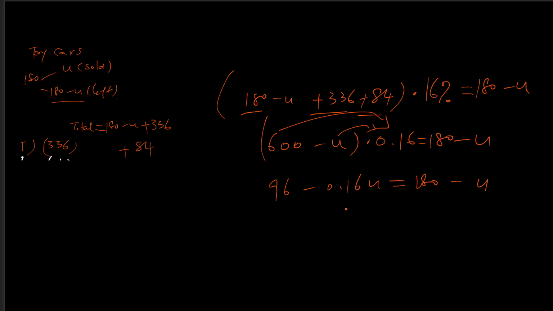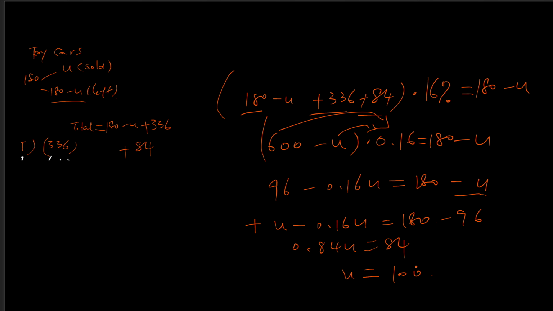Okay, now can you see that it really depends which side you bring to which side. I want to bring the minus U over, so we plus. Minus U becomes plus. 96 brought over becomes minus 96. Can you give me, no need, 0.84U, and this one will be 84. So U equals 100. You see, if your mental is good enough, you can really do it fast. U equals 100. That means 100 toy cars sold.